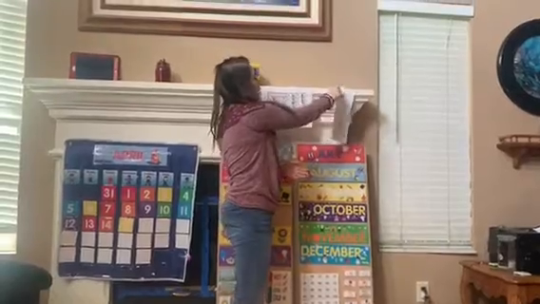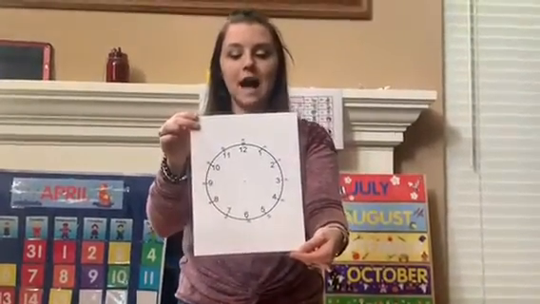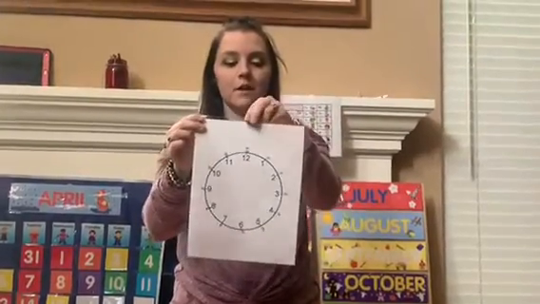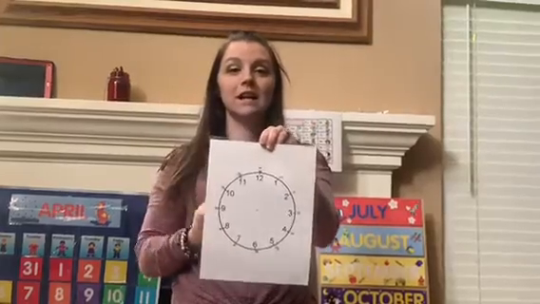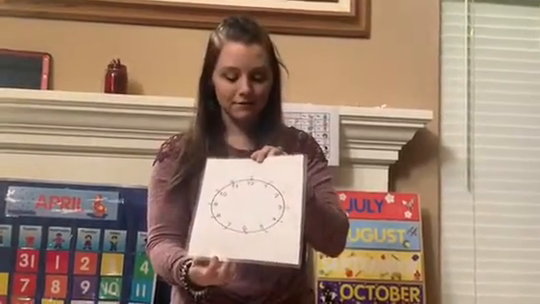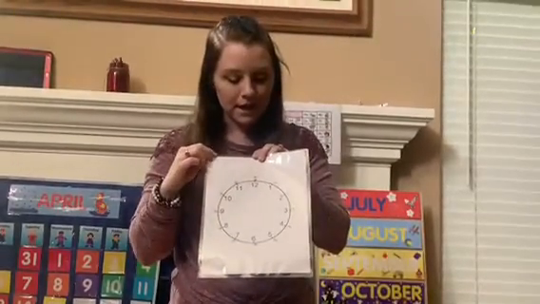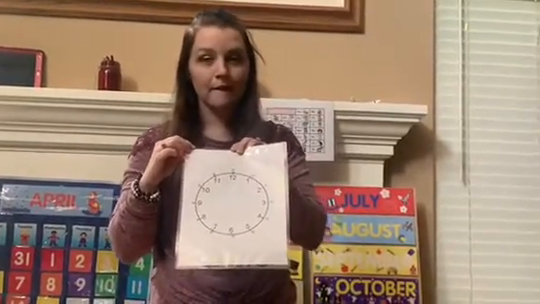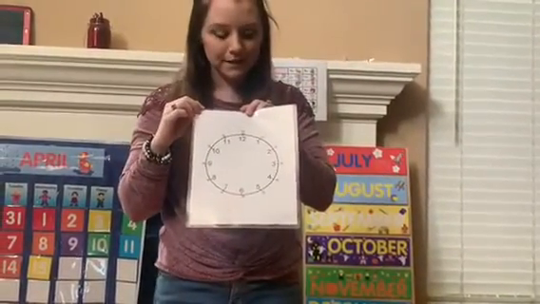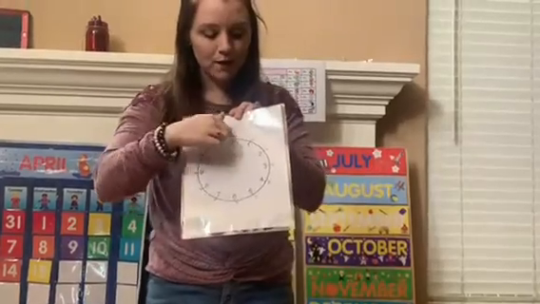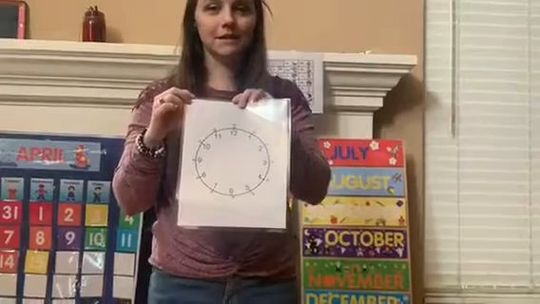Now let's look at our clock. There are 12 hours on the clock, and we do it 2 times, once in the morning and once in the evening. Between the 12 and the 1 is either 5 seconds or 5 minutes. Between the 12 and the 2 is either 10 seconds or 10 minutes.